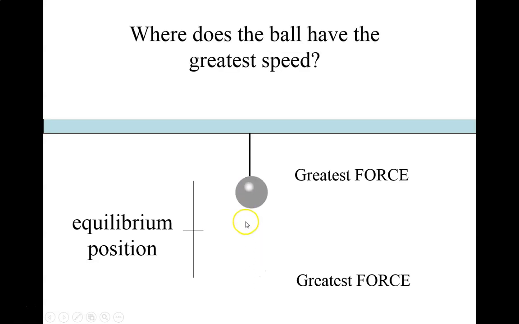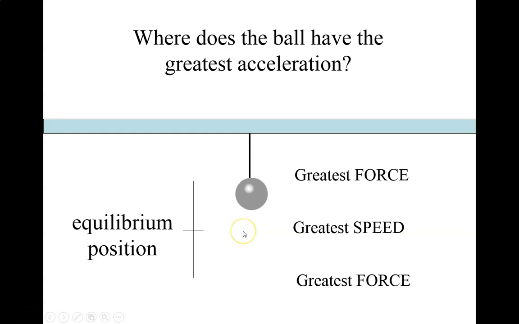Now, when does the ball have the greatest speed? Well, it's moving at 0. It's stationary for a split second at the very ends before it changes direction. So it's certainly not going to be the ends. So it must be moving the fastest in the middle before it changes direction again.